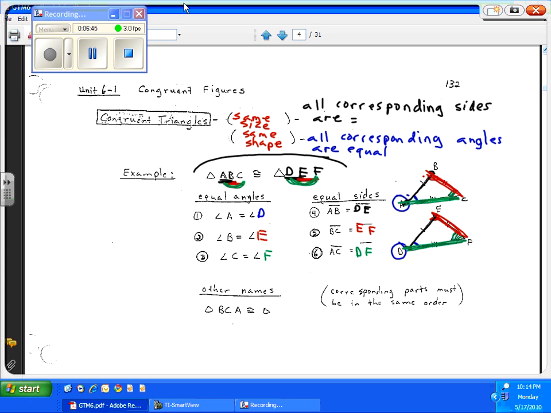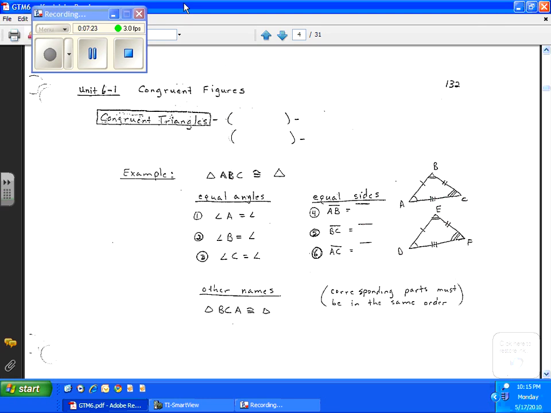Any questions on that? If the first one had been called BCA, what would we have had to call the second one? Well, B corresponded to E, so the E would have to be first. C corresponded to F, so the F would have to be next. A corresponded to D, so the D would have to be last. Corresponding parts must be named in order. Any questions on that? Okay.